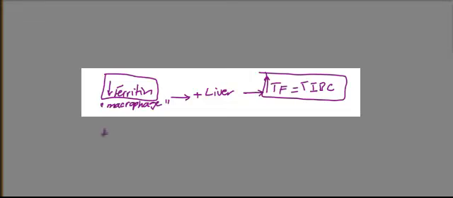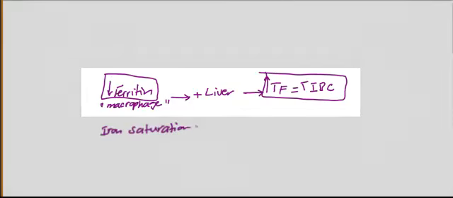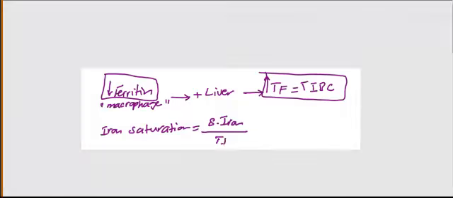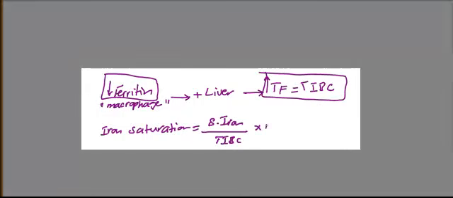The second one, how about the iron saturation? There is an equation for iron saturation, which is equal to serum iron over total iron binding capacity, multiplied by 100. So let's apply these two principles on four examples.